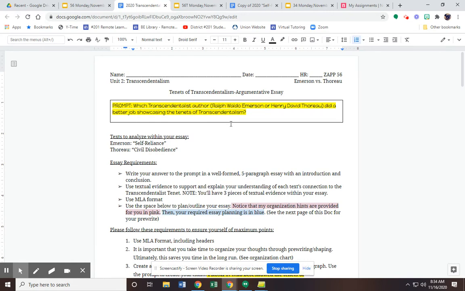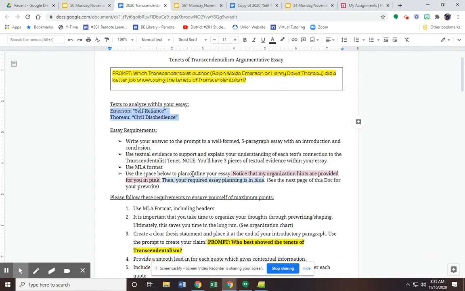So I just want to run through this with you. It will be 5 paragraphs. Remember, we read Emerson's Self-Reliance and then Thoreau's Civil Disobedience. So that's where you'll be looking for your textual evidence. It'll be 5 paragraphs, including your intro and conclusion. You'll have 3 pieces of textual evidence, and then we're going to do this little pre-planner today. We'll start writing tomorrow through Friday. So you'll have the rest of the week to work on this. This is all we're doing this week, is the essay.